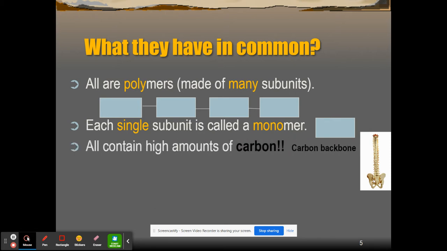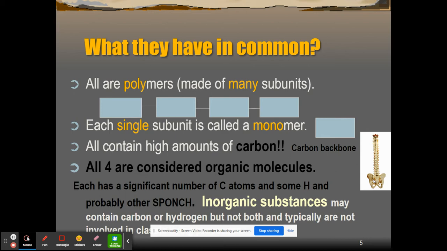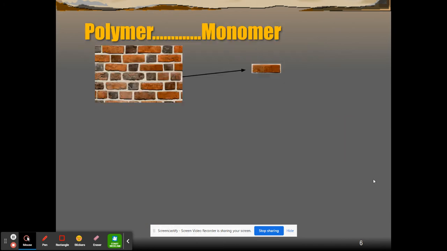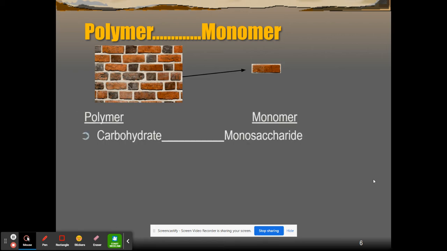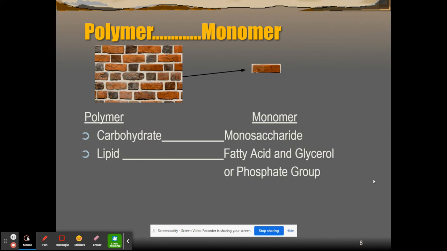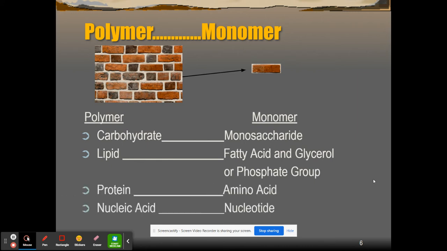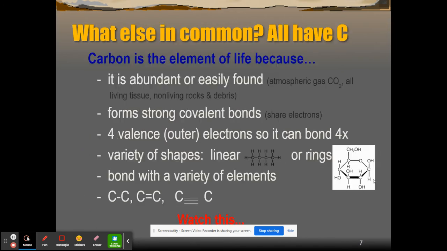They have lots and lots of carbon, and so they have lots of carbon-carbon and carbon-hydrogen bonds, which are very high energy. They're considered organic because they're required for life. Inorganic substances don't have much carbon or hydrogen, but our biomolecules certainly do. So again, a polymer is like a brick wall, and a monomer is just one brick. So you need to be able to tell me that carbohydrates are made of lots and lots of monosaccharides, lipids are made of lots of fatty acids and glycerols, or fatty acids and phosphate groups. Proteins are made out of amino acids, and nucleic acids are made out of nucleotides.